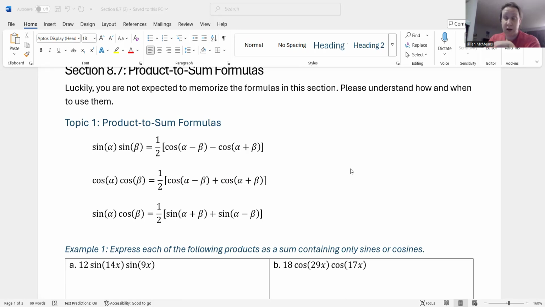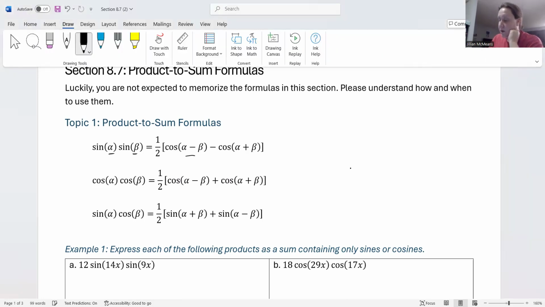For the product to sum formulas, we have that if you've got sine of alpha times sine of beta, so sine of some angle alpha times sine of some other angle beta, that's going to equal 1/2 times cosine of alpha minus beta minus cosine of alpha plus beta. So you take the values for alpha and beta, you subtract them, you add them, and then you find cosine of those angles. Now, if you have cosine of alpha times cosine of beta, you take the angles and you subtract them and add them, and you find cosine of those. So you do 1/2 cosine of the difference of the angles, plus cosine of the sum of the angles.